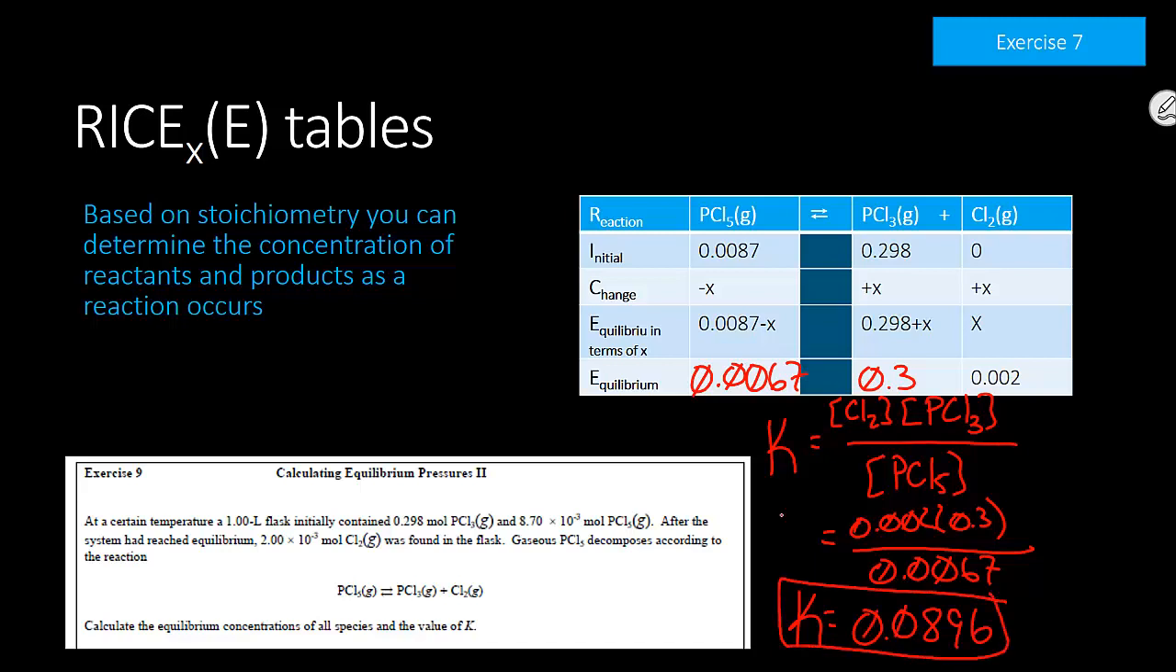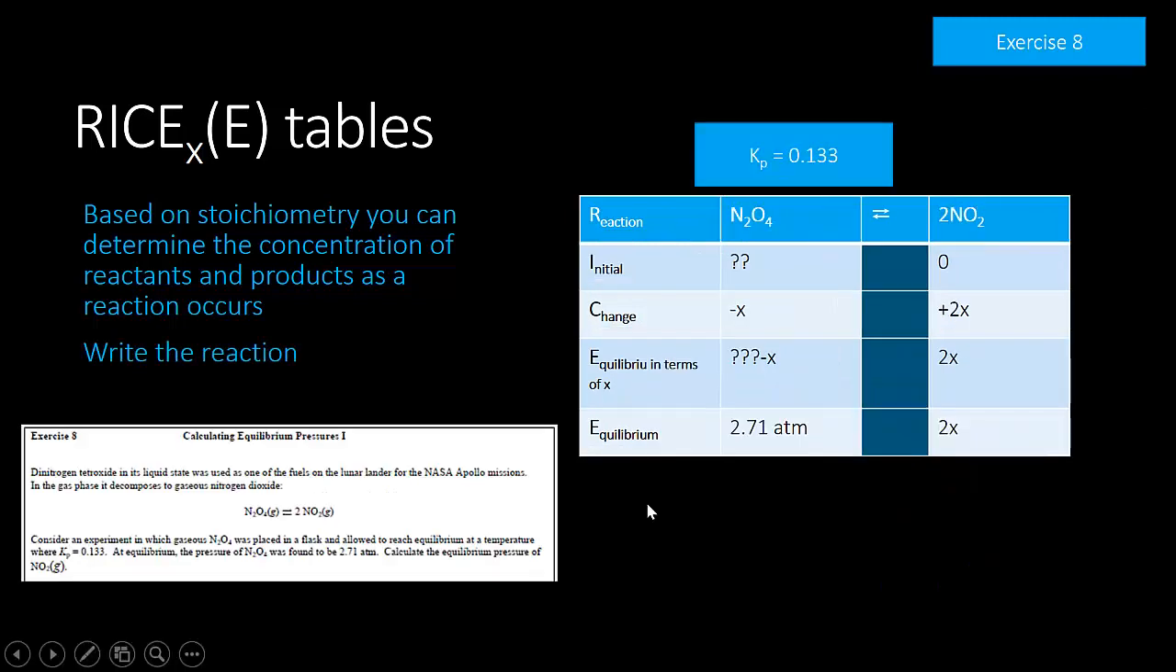So this reaction favors reactants. This reaction does not produce very many products. If you're given the equilibrium position, you can actually determine the concentrations of everyone at equilibrium, which is what exercise 8 does. Exercise 8 says nitrogen tetraoxide is used in rocket fuel to produce nitrogen dioxide. And an experiment is done where we take dinitrogen tetraoxide in a flask and allow it to reach equilibrium, with the equilibrium position being 0.1.